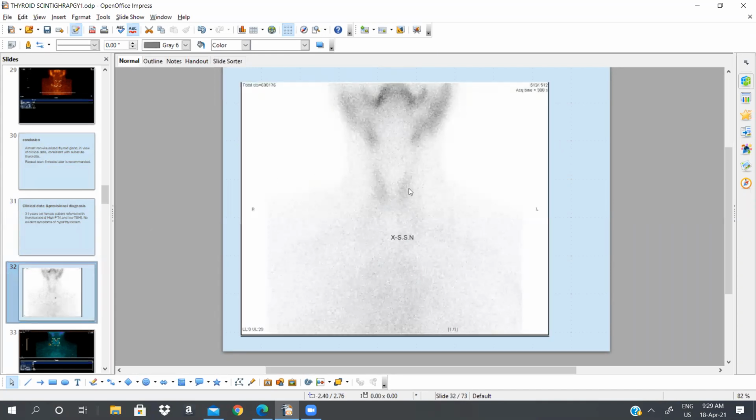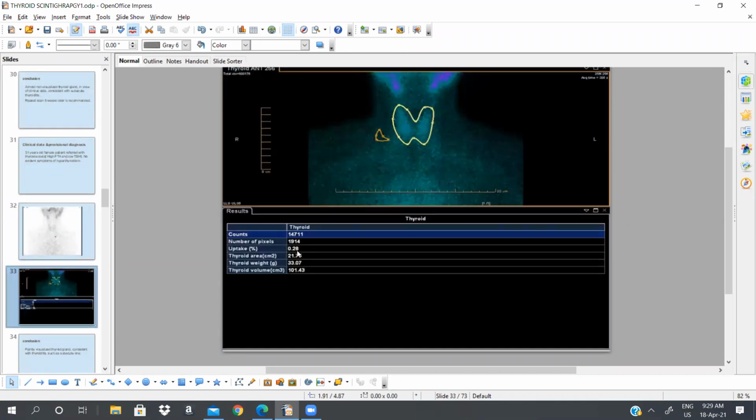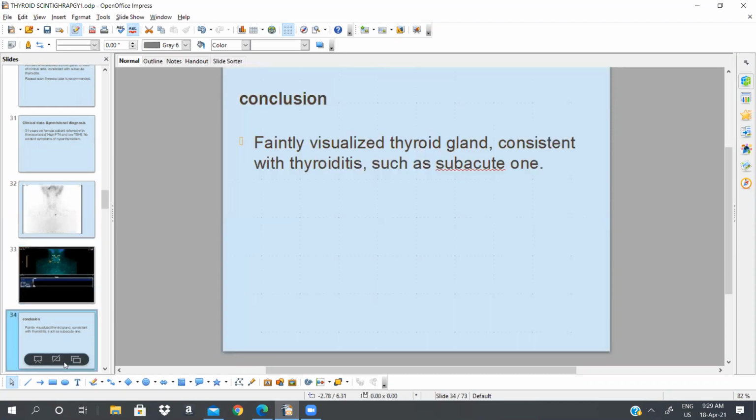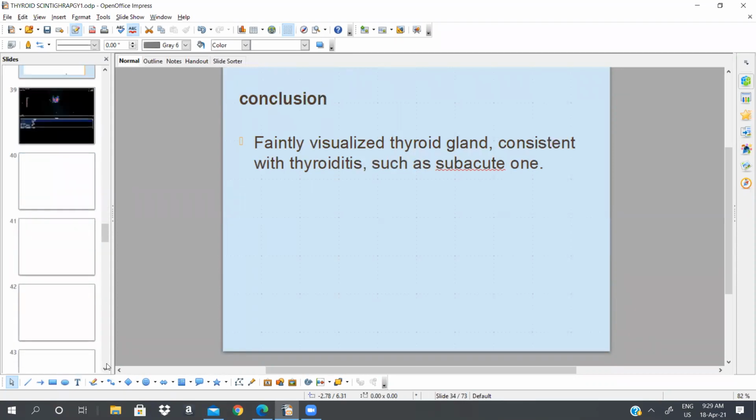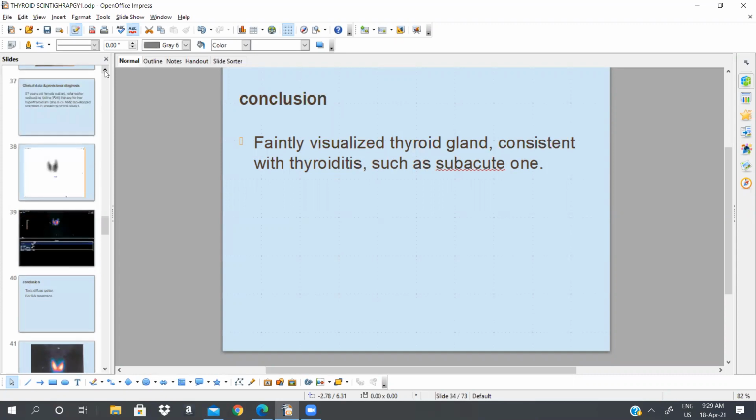Again, you see a similar picture, a faintly visualized thyroid gland. It means the gland did not trap the activity. So it's the same story as in the first scenario. And also the uptake is 0.28. It is less than 0.5%. So again, this patient has thyroiditis instead of being hyperthyroid. So the conclusion is faintly visualized thyroid, consistent with thyroiditis, such as subacute.